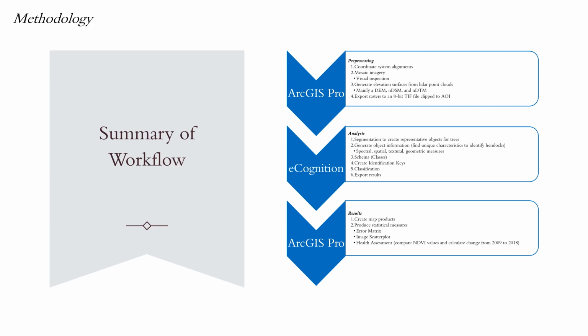Finally, the results will be exported back into ArcGIS Pro to create map products. Statistical measures will be created as well, including an error matrix, a raster scatter plot, and a health assessment of hemlock trees over time. This entire process will be done twice, given that I'm doing it for 2 different time periods, allowing me to complete the health assessment of hemlock trees over time. This will specifically be done by comparing NDVI values from the 2009 period to the 2018 period, and then calculating changes in the index to assess the overall health of hemlocks.